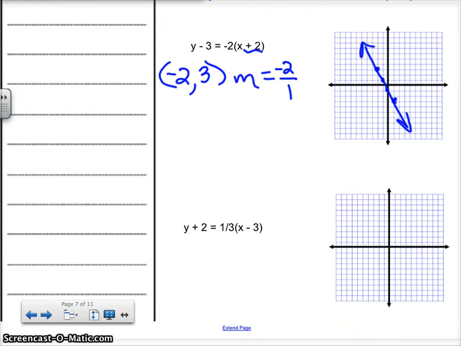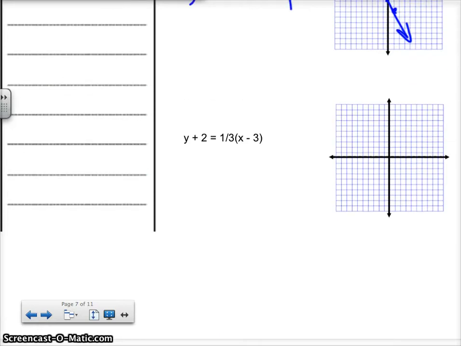Next one. Same thing, working backwards. I need to find my point and find my slope. So x, this is still minus, so that means it would be positive. Plus 2 means I must have been a negative y. My slope is 1/3. Rise over run. Plot the point, 3, negative 2. X is 3, y is negative 2.